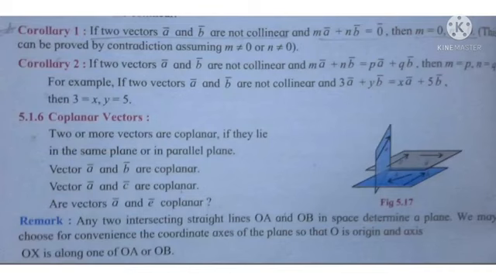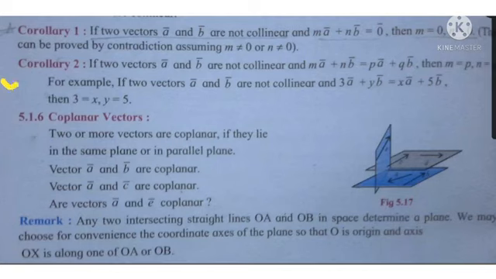Now student, we will see corollaries based on this collinearity. First corollary: if two vectors a bar and b bar are not collinear, and m a bar plus n b bar is equal to 0 bar, then m is equal to 0 and n is equal to 0. You remember the statement of this corollary? If two vectors a bar and b bar are non-collinear, and m a bar plus n b bar is equal to 0 bar, then you write m is equal to 0 and n is equal to 0.